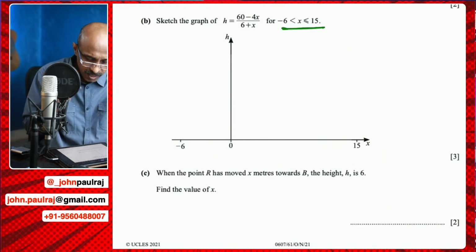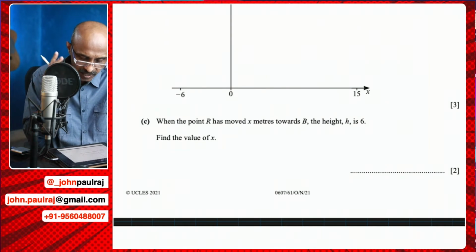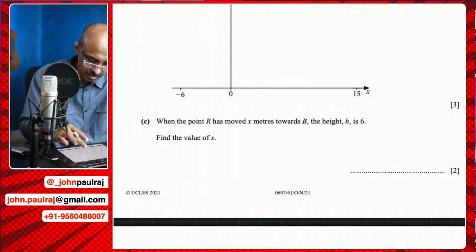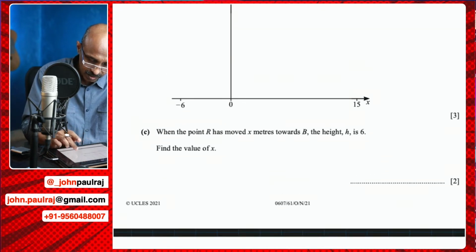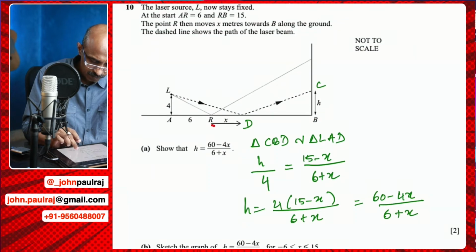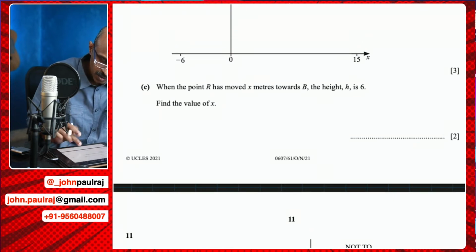All right. Moving on to question C. When the point R has moved X meters towards B, the height H is 6. All right. When the point R has moved X meters towards this point B, the height H is 6. Find the value of X. Okay. So let's make use of that in the model. All right. 2 points is given for that.